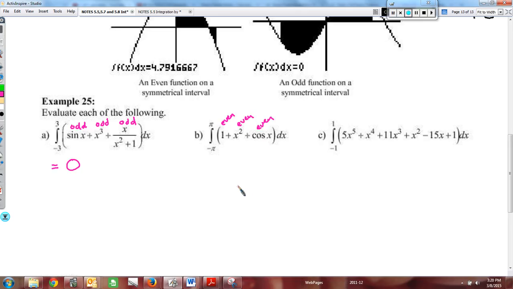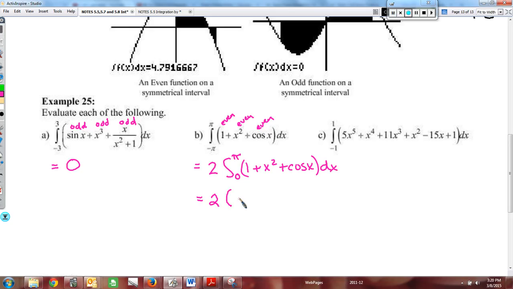So when I integrate this, I can actually change it to twice the integral from 0 to pi of 1 plus x squared plus cosine of x. Now this one's not as nice as the odd ones. However, when you are doing your net change for your definite integrals, it's definitely easier to plug in 0 than it is going to be to plug in negative pi. So that's really the only advantage to this.